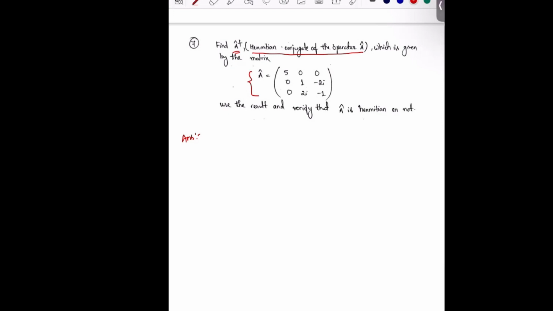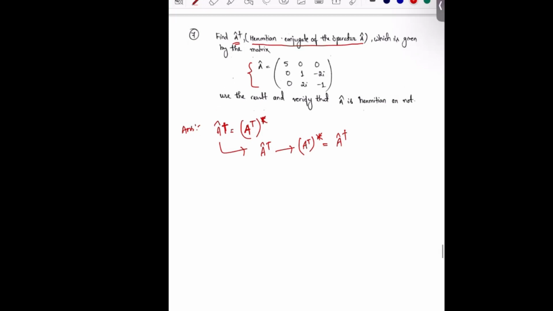Now it is asking about the A dagger. So first we have to find out how you can find the A dagger of a given matrix. A dagger is nothing but the transpose of the matrix A, and then you take the complex conjugate. So if you want to find the dagger of any operator, first take the transpose of this matrix, then take the complex conjugate of this matrix. In that way you can find the A dagger.